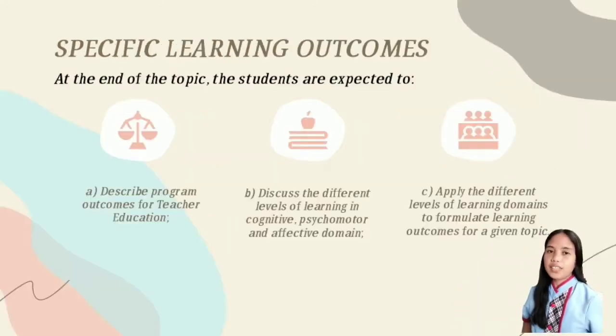So for the specific learning outcomes at the end of the topic, the students are expected to describe the program outcomes for the teacher education, discuss the different levels of learning in cognitive, psychomotor, and affective domain, and apply the different levels of learning domains to formulate learning outcomes for a given topic.